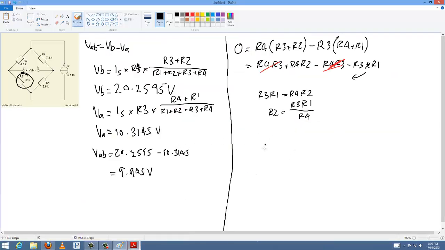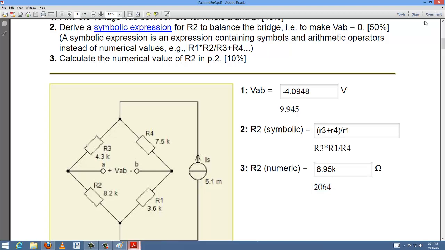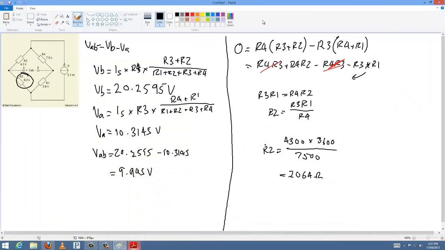Solving numerically, R2 equals 4300 times 3600, all on 7,500, equals 2,064 ohms. Double check the answer and done. Easy peasy.